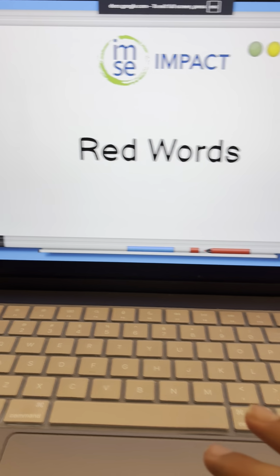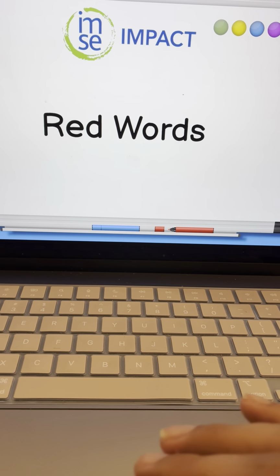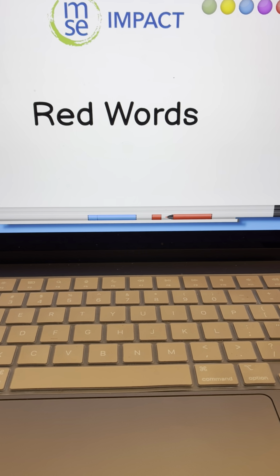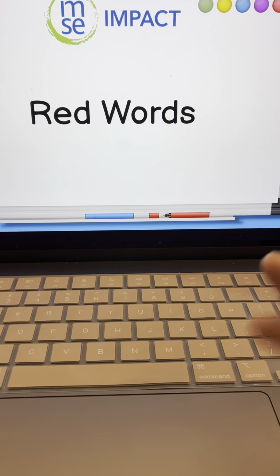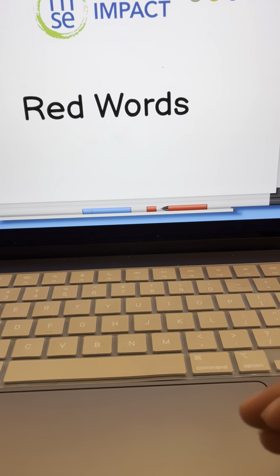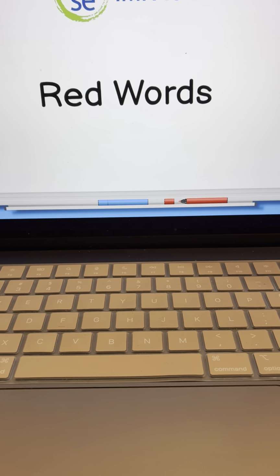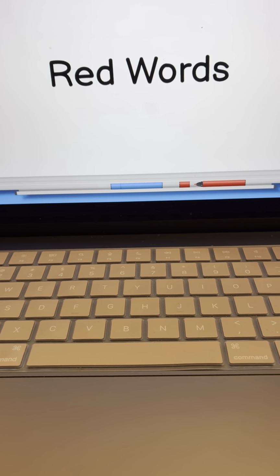All right, so red words, fancy word for just sight words, words that we have to memorize because we can't just sound them out, right? So some red words are words that we could sound out, like at. Other words that you just have to memorize that are most common in books are words like my, I. You don't spell the word my with M-I, it's M-Y. And so these are just things we got to memorize. So we call them red words because they don't follow the rules. Some of them do, some of them don't.